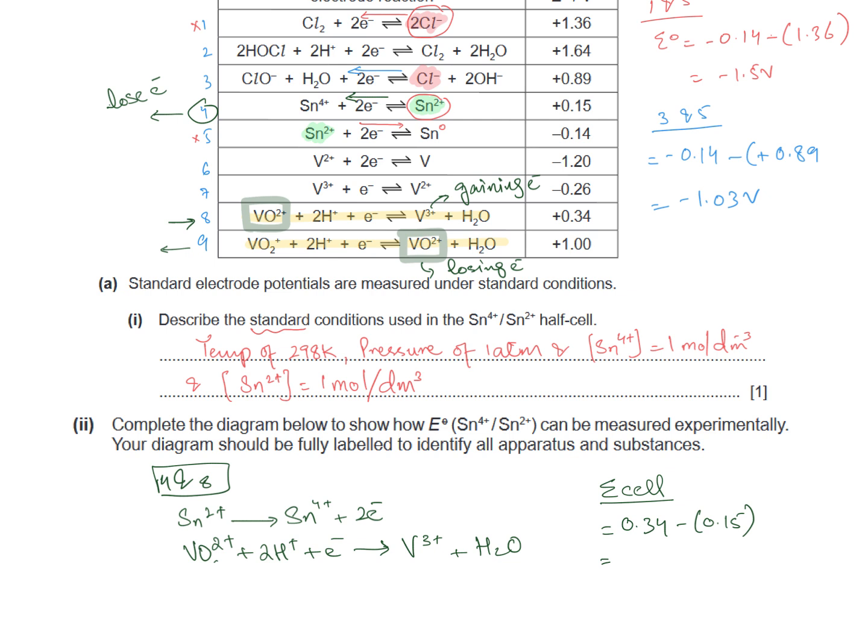Let's check 4 and 9 as well, or 5 and 9 as well. But this is going to give me 0.34 minus 0.15. It's going to give me 0.19, which is a positive value. So yes, it's going to be feasible. If I check 4 and 9, that's not going to make sense, right? Because both of them are losing electrons. We need one equation losing electrons and one gaining electrons. So I don't have to check between 4 and 9 because I'm happy with 4 and 8 right now. I can check between 5 and 9, sure.